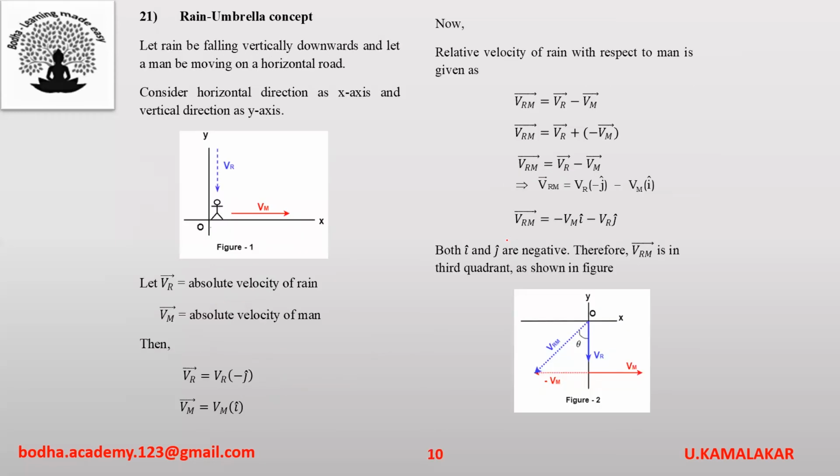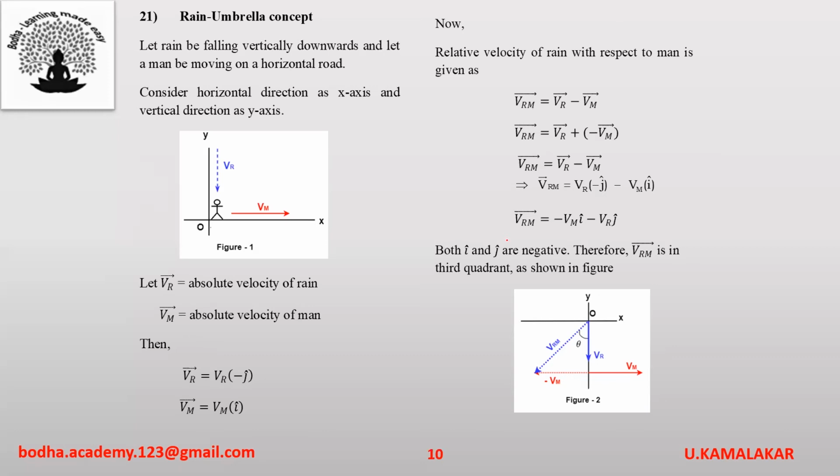Next topic, rain umbrella concept. Let rain be falling vertically downwards and let a man be moving on a horizontal road. Consider horizontal direction as x-axis and vertical direction as y-axis. Let VR bar be absolute velocity of rain, VM bar be absolute velocity of man. Then VR bar equals VR into minus j cap. VM bar equals VM into i cap.